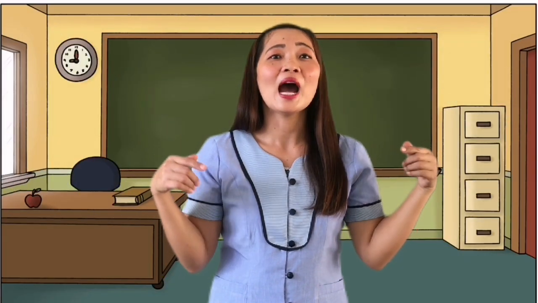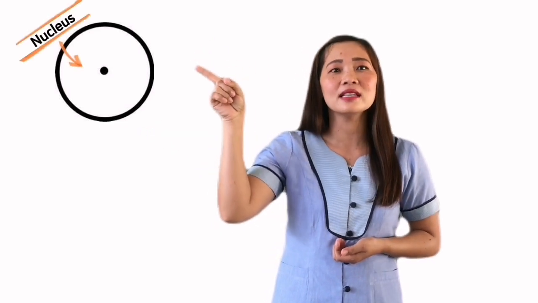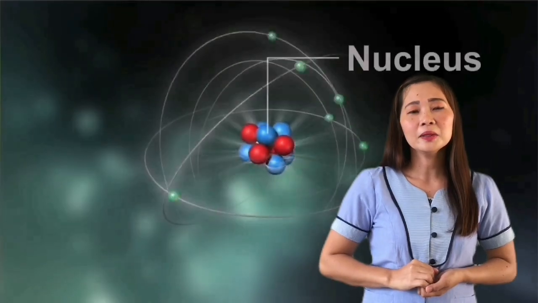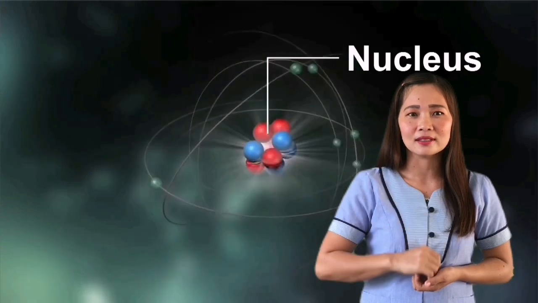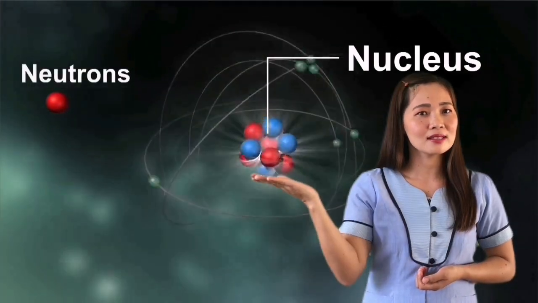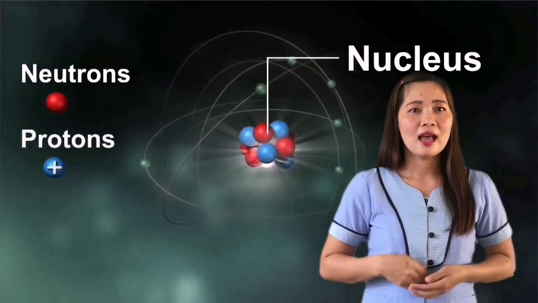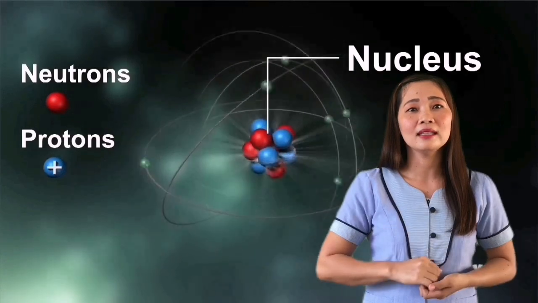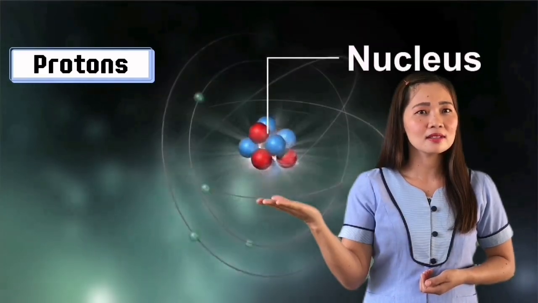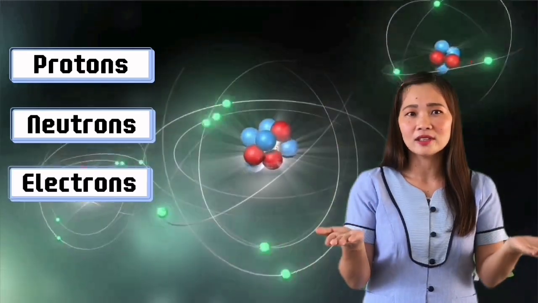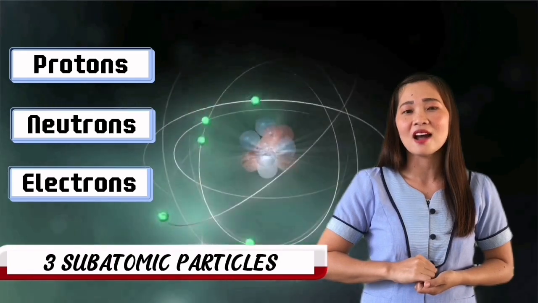In this episode, I will take you a closer look at the atom. Are you ready? That's great! How does an atom look like? For example, this circle is an atom, and the dot at the center is the nucleus of the atom. The nucleus is made up of two tiny particles, namely protons and neutrons. Outside the nucleus, you can find the electrons. Protons, neutrons, and electrons are the three subatomic particles of an atom.